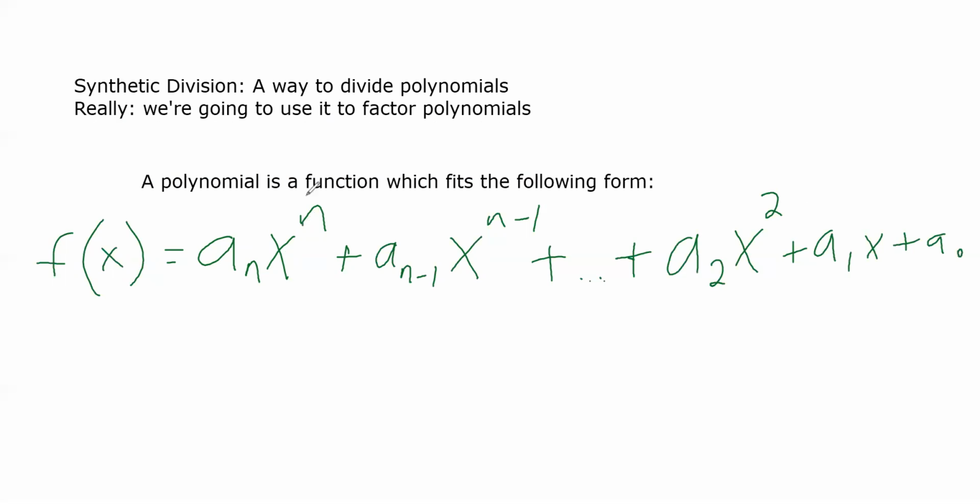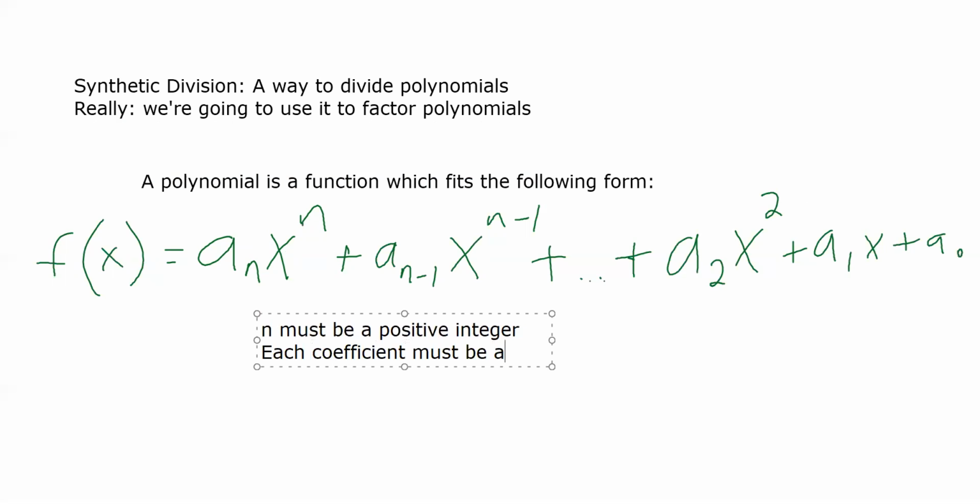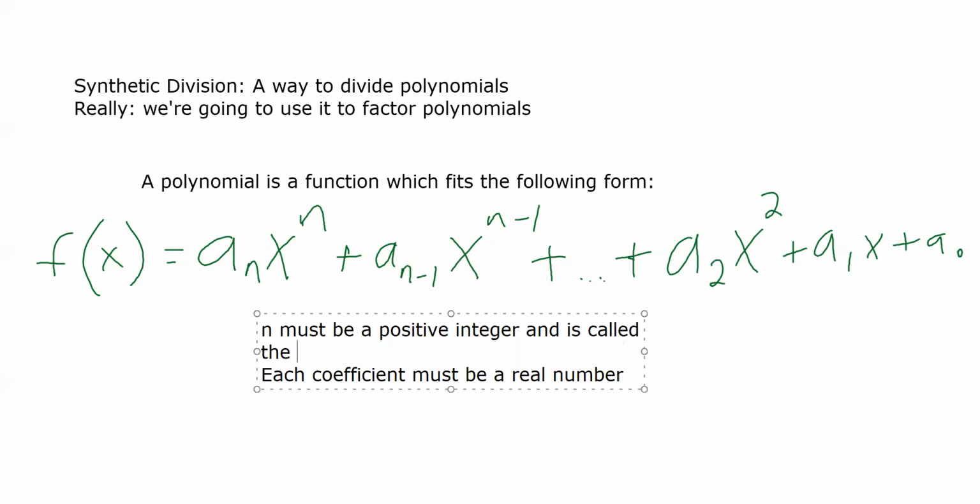N must be a positive integer. Each coefficient must be a real number. So it restricts the different kinds of things you can have. N must be a positive integer and is called the degree of the polynomial.